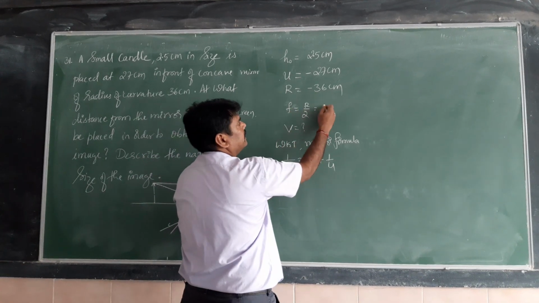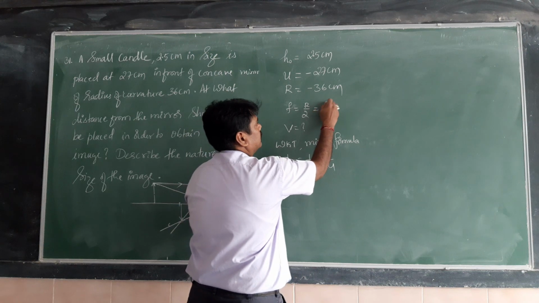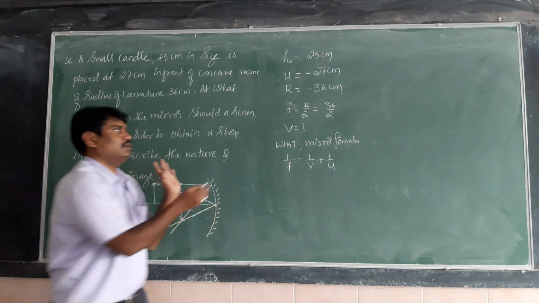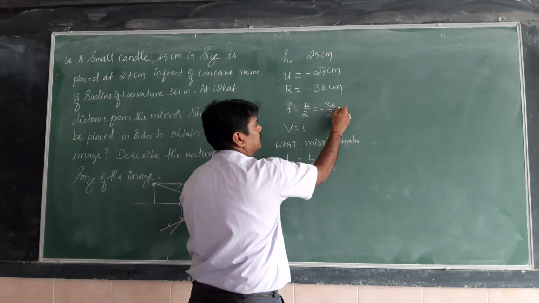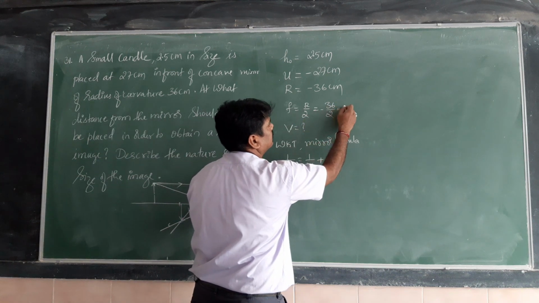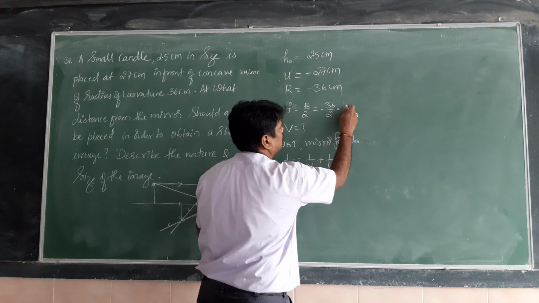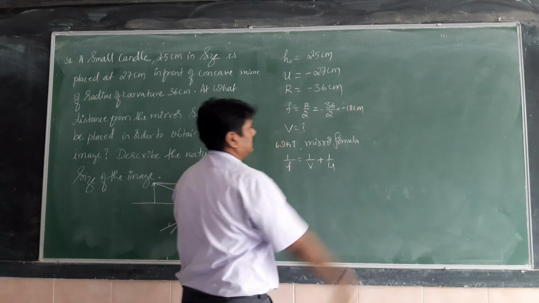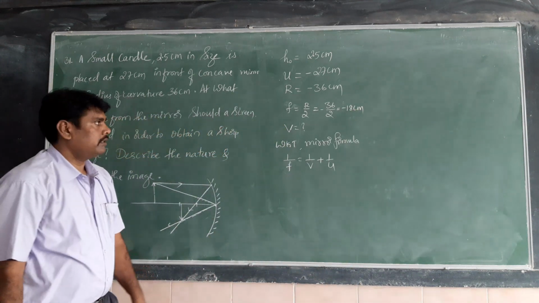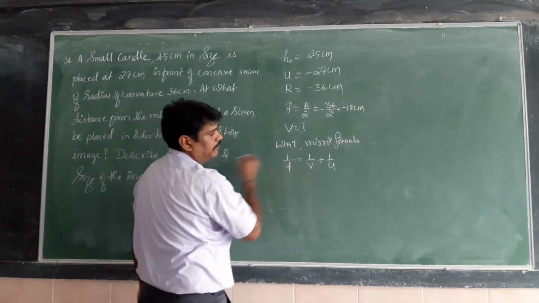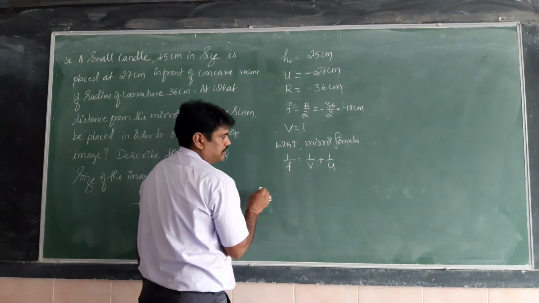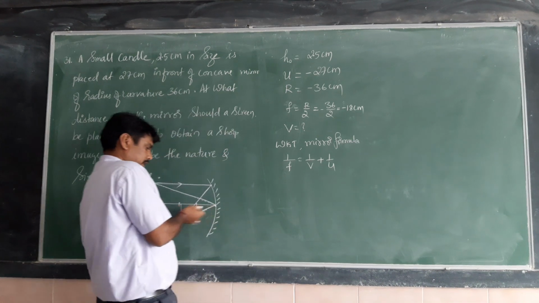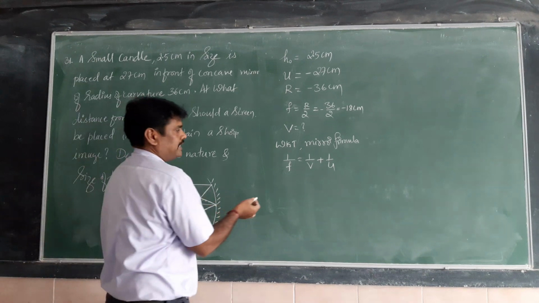R is how much? 36. 36 divided by 2. So again F is also minus. Minus 36 divided by 2 is 18, minus 18 centimeter. Substitute all the values and simplify it for V, you will get the image distance. Image distance you should also get negative, because according to the sign convention it is again negative.